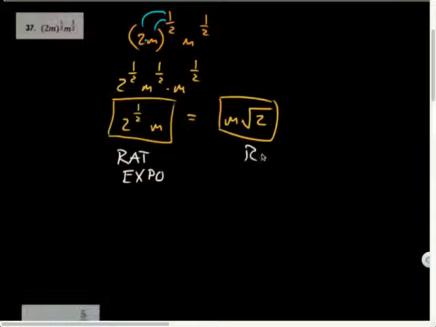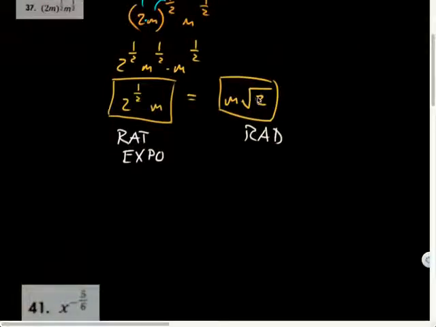And this is radical form. Rad, right? Because the radical. Radical. So let's see. Problem 41. X to the negative 5/6 power.